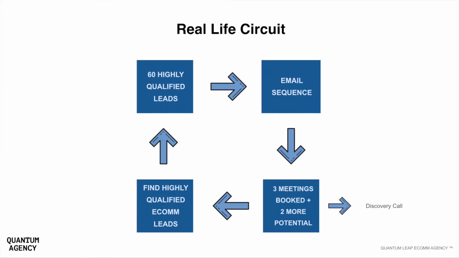But here's a real life circuit, as I was saying before. These numbers you can see in these boxes are pulled from a student in the Quantum Agency program. It's genuinely what the students in my program and what I personally do. Just to give you some context, so you can see from a bird's eye view how to execute this type of process, okay? So let's start in the bottom left corner. First things first, what you need to do is find highly qualified Ecomm leads, right? You can't execute this process, build out scripts and send scripts and emails if you don't have any leads.